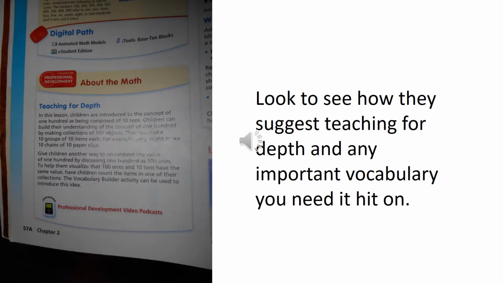So when I go into the teaching book, the teaching manual, I go ahead and look for teaching for depth, so I can see examples or ideas of ways to teach it to the depth of the standard. And I'm also looking to see if there's any important vocabulary that I need to make sure my students know.